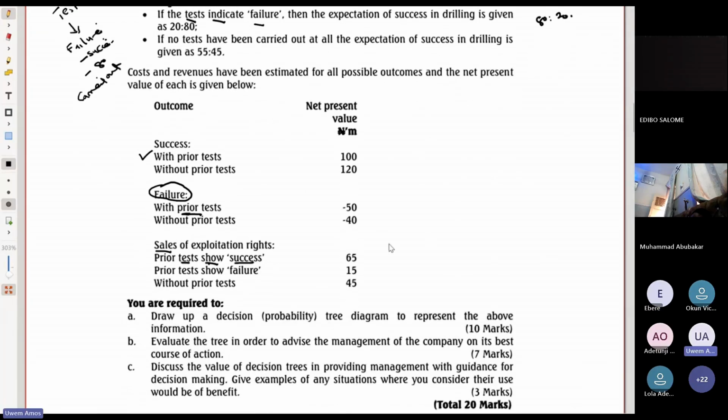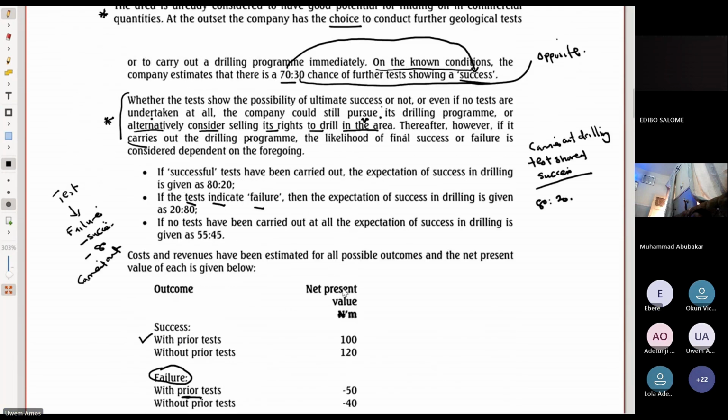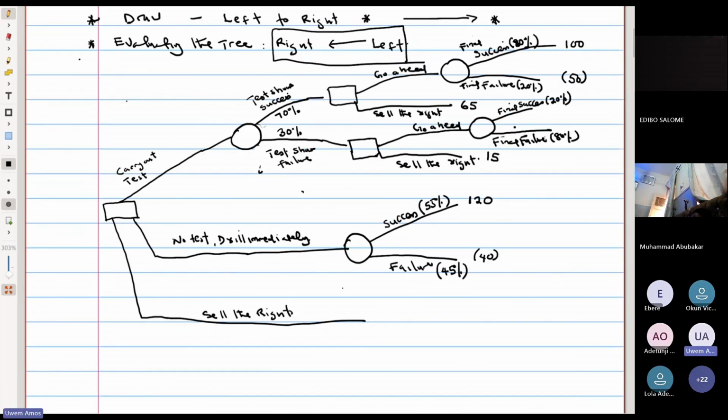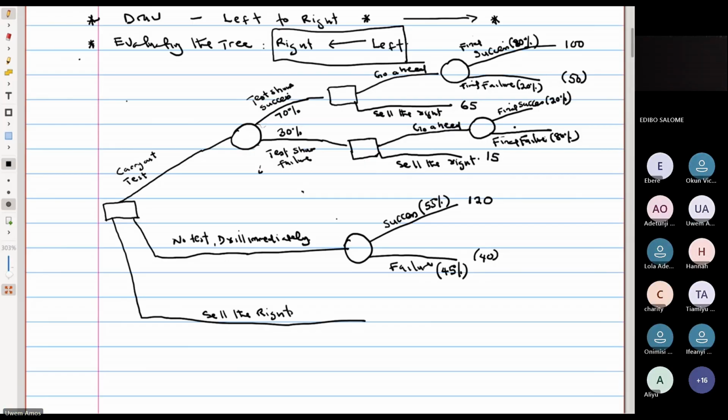And thirdly, we didn't carry out any test at all, but we went ahead to sell the right, 45. So here, we carried out the test, so it's not here. Here, we didn't carry the test, but we drilled. And then finally, from the very start, we didn't even carry out any test. We just sold immediately. So our NPV is 45.